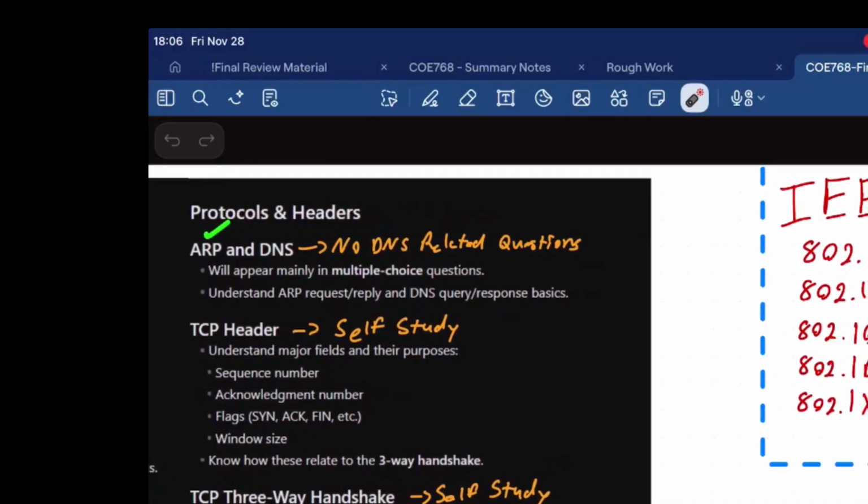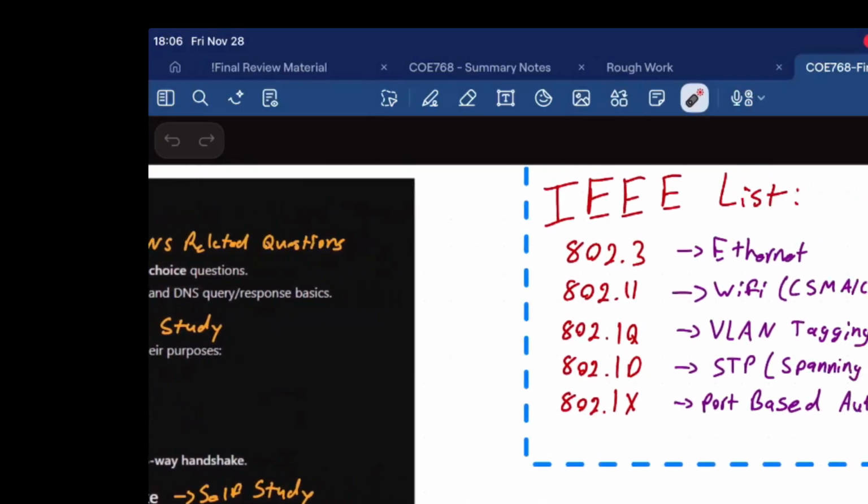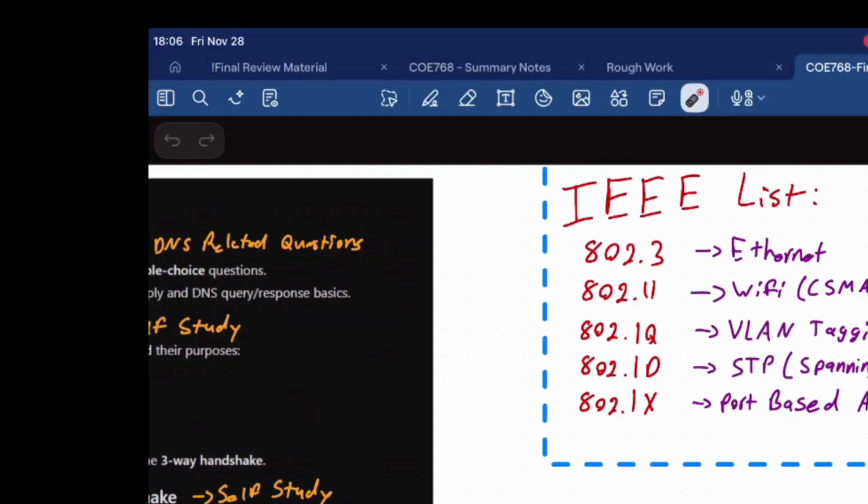Lastly, there's a list of some common IEEE conventions that we should be aware of. There's 802.3 for Ethernet, .11 for Wi-Fi, and .1Q for VLAN tagging. I feel like this was specified in the lecture notes for a reason, so if we're asked that, it's good to know. For STP and port-based authentication, those are also provided.